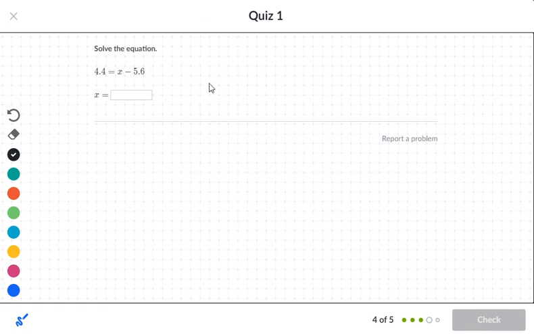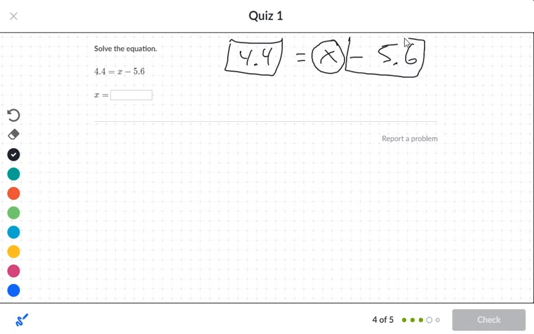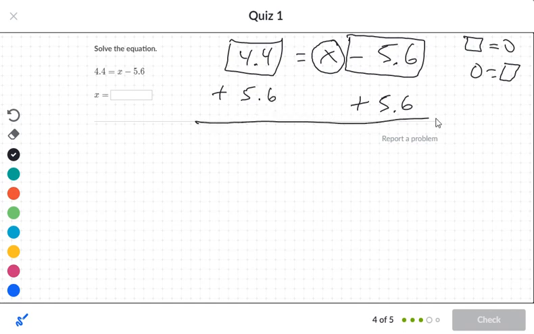Okay, next question. I got 4.4 is equal to x minus 5.6. Remember, box your numbers, circle your letters, and box your numbers. So you want a box equal to a circle or a circle equal to a box. So in this case here, you know that this negative 5.6 has to be moved. So you write this as a plus 5.6 and a plus 5.6.